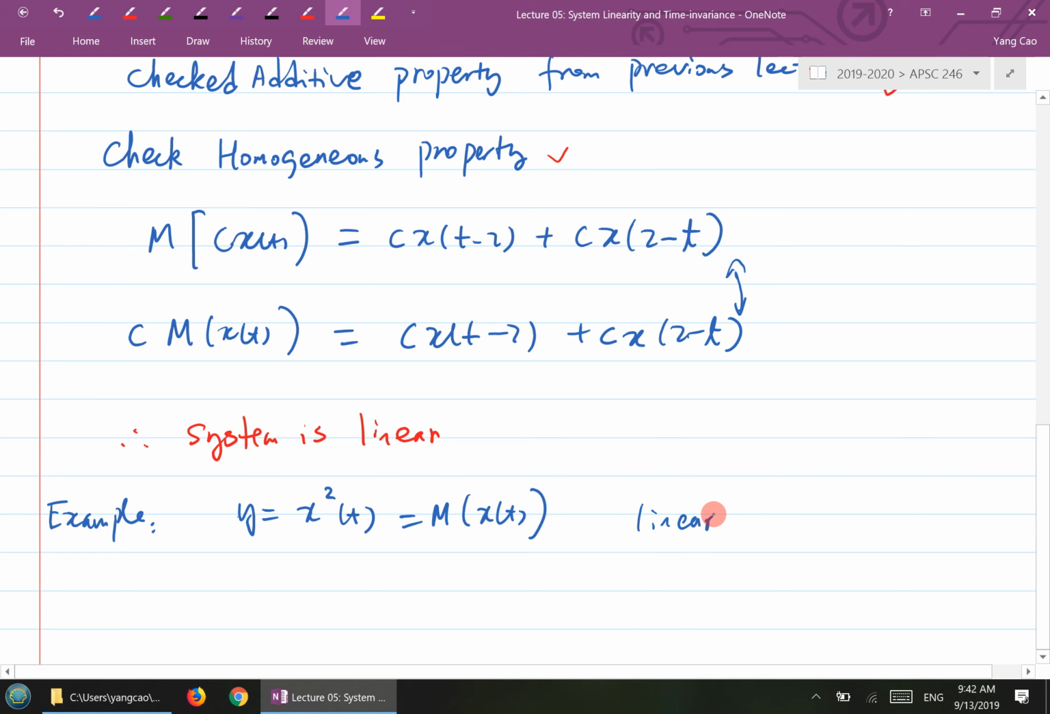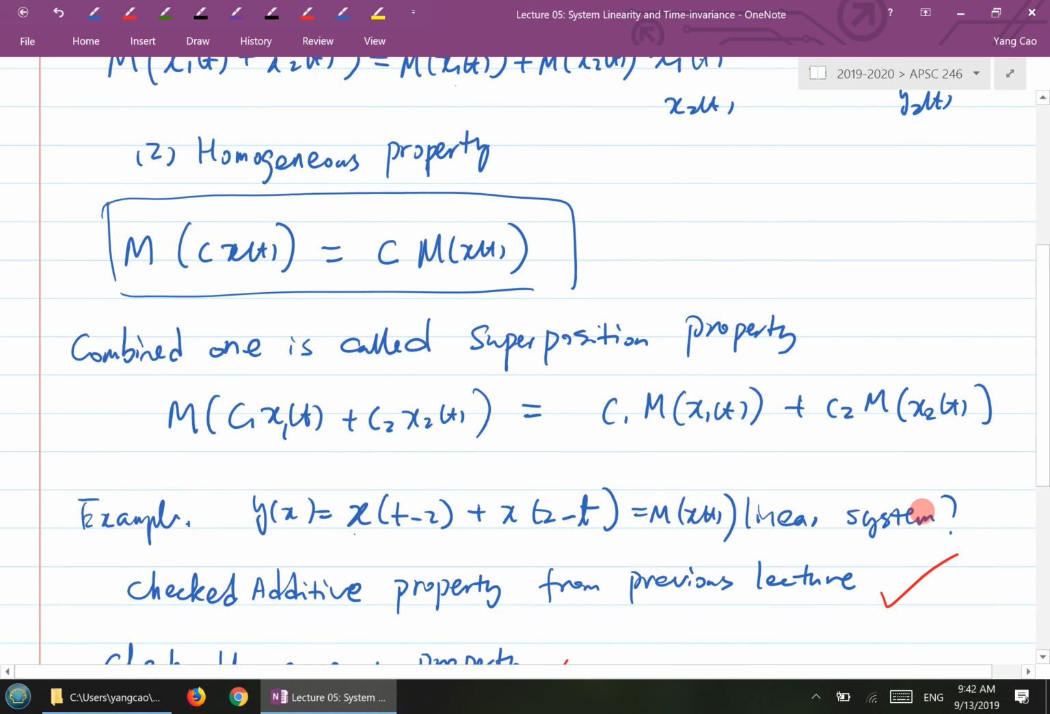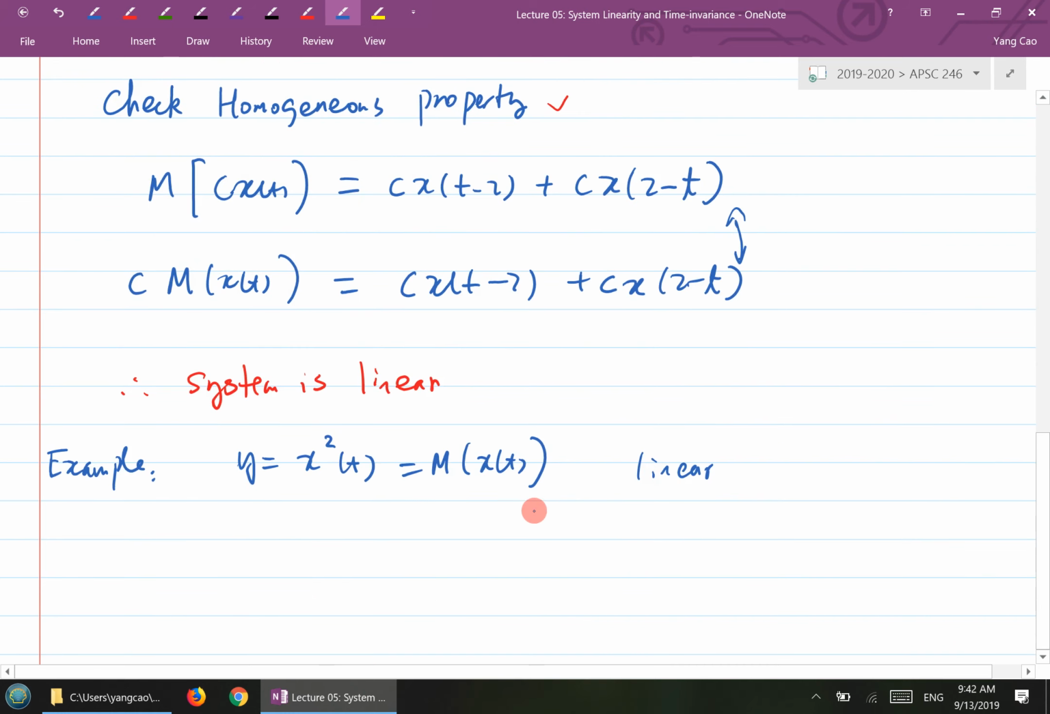So I want you to go through the steps, like what we did. Essentially check the additive and check homogeneous, and verify if this is a linear system or not. In this case, you will probably only need to go through one step. If you check the additive, you probably will stop there. You'll see the additive is not satisfied, and you can stop there, saying the system is a non-linear system. So I want you to do it yourself. It's a very simple one. But I will go through it in the next example with you.